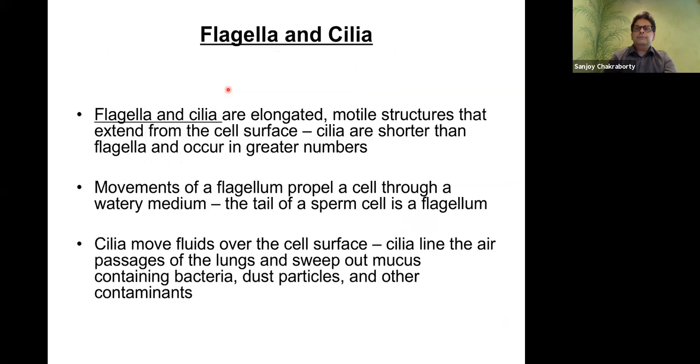Then comes flagella and cilia. Flagella and cilia both are extensions of the plasma membrane. And inside them, they have microtubules to help them move. Now, flagella is like a tail. They help the cell to move. And only one human cell has it, that's the sperm cell.